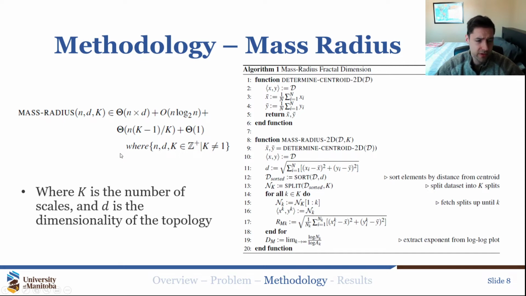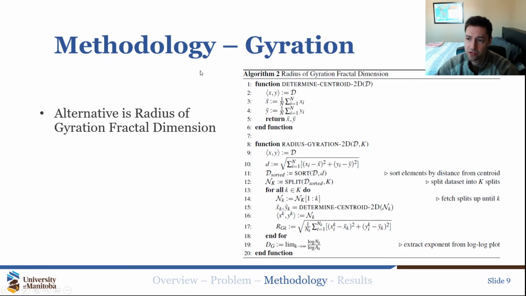In the full paper, we have the full expression, where k is the number of scales and d is the dimensionality of the topology. Everything here is limited to 2 dimensions, but we can extrapolate this to any d dimensions, and the same computation applies. You can still determine a centroid in d dimensions, and you can determine distances in d dimensions too.